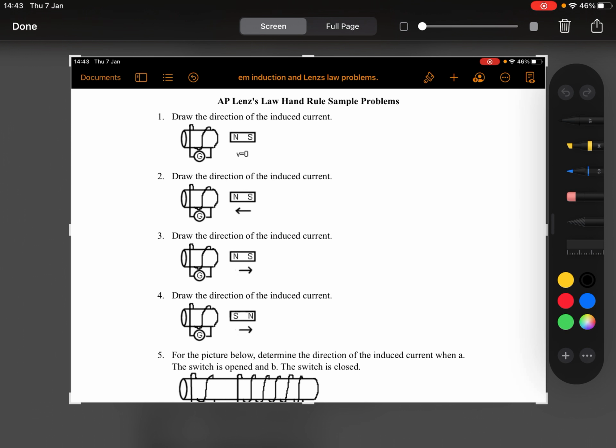Let's carry on. Number 1, draw the direction of the induced current. There is no movement. You can see because it says V equals 0, which means there is no current. So that was a bit of a trick question. Number 2, draw the direction of the induced current.